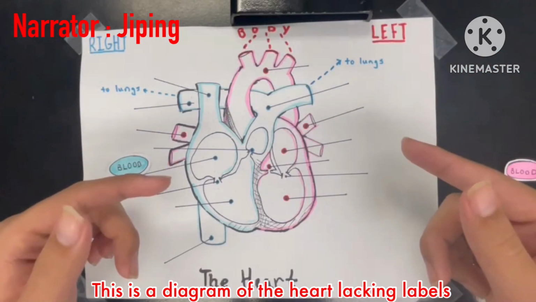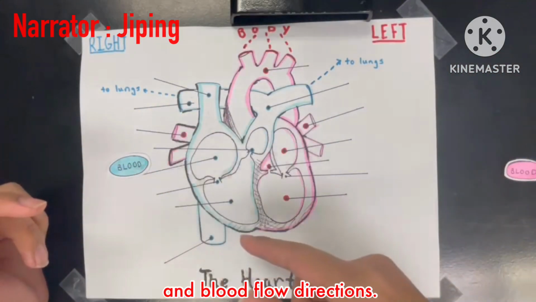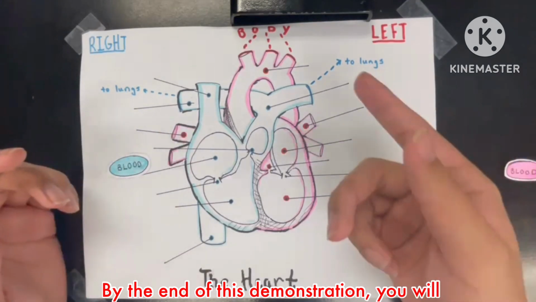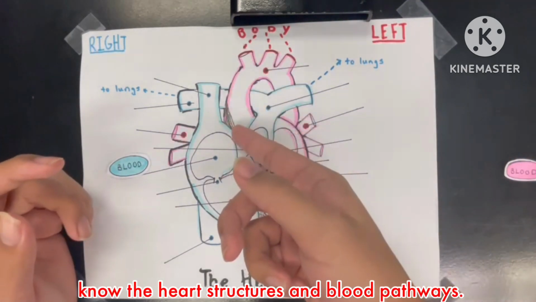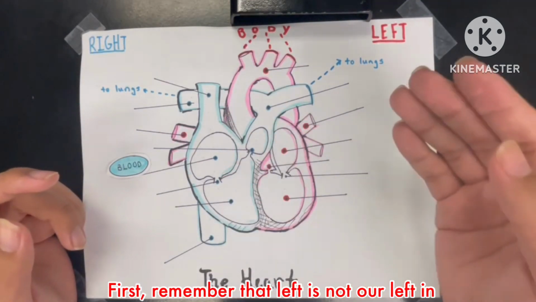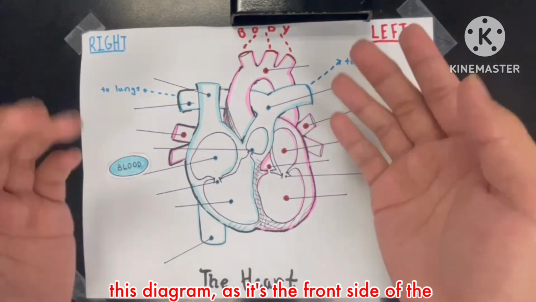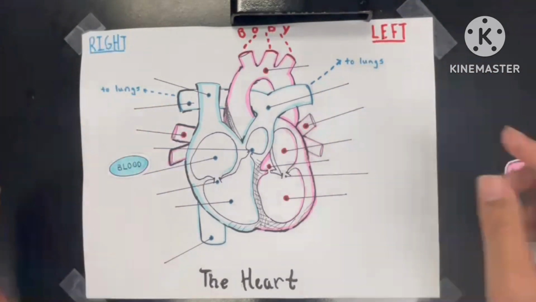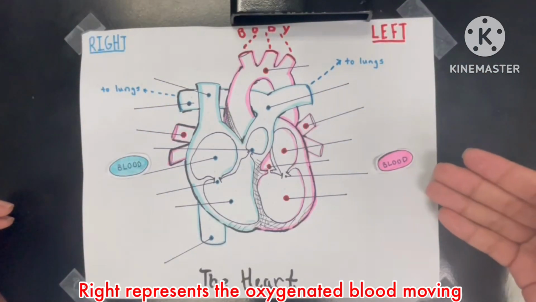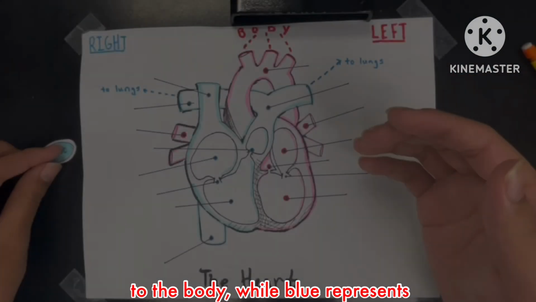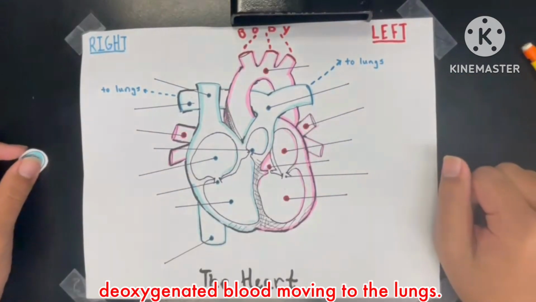This is a diagram of the heart, lacking labels and blood flow directions. By the end of this demonstration, you will know the heart structures and blood pathways. First, remember that left is not our left in this diagram, as it's the front side of the heart. Red represents oxygenated blood moving to the body, while blue represents deoxygenated blood moving to the lungs.